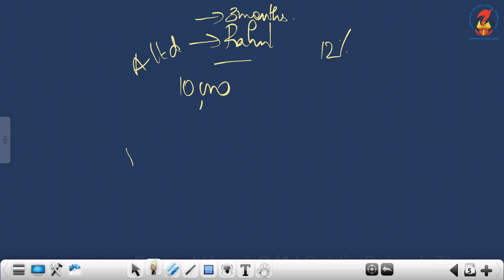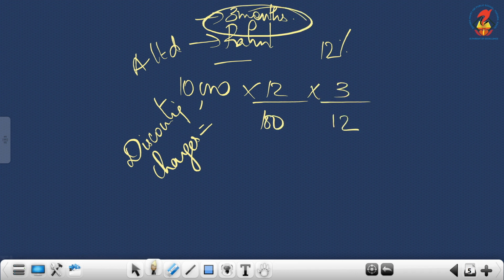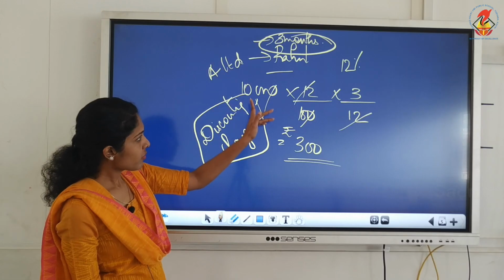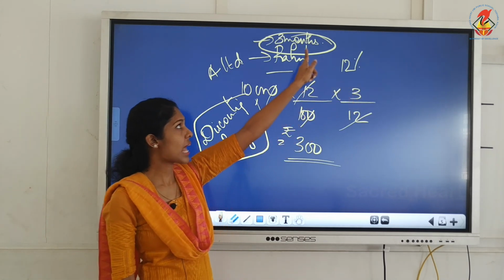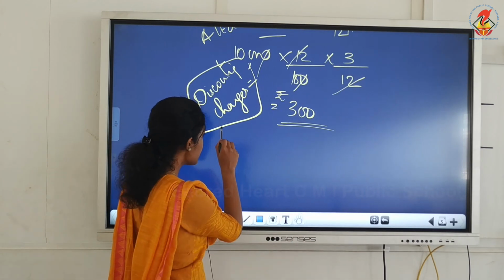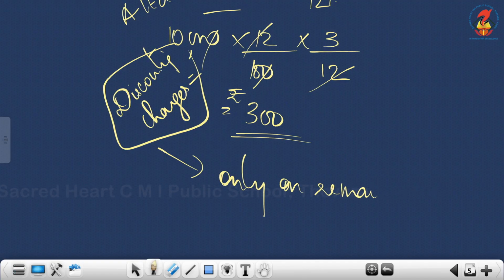The calculation for discounting charges will be like this. That is, on this 10,000 we will compute the discounting rate of interest 12%. Consider the time period also, that is 3 months. Understood? So rupees 300 will be the discounting charges. Okay. So what we have to consider is the discounting rate of interest, and the period also is very much important. Then always you must remember one thing, discounting charges will be computed only on the remaining period of bill.